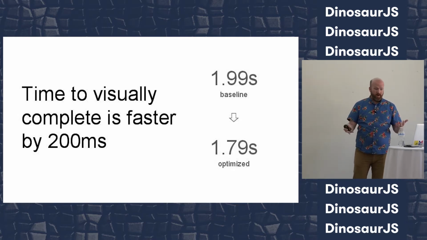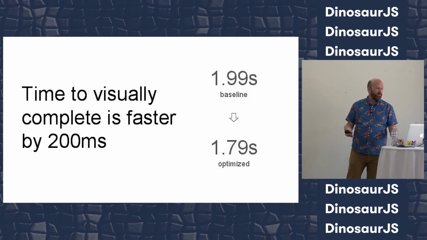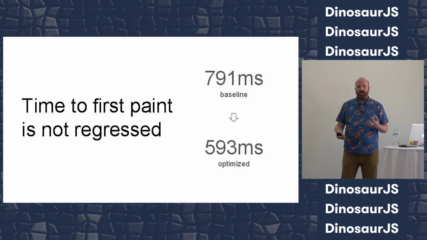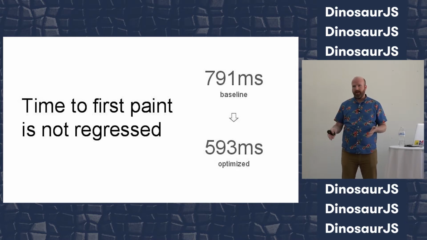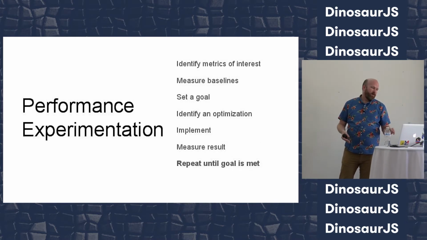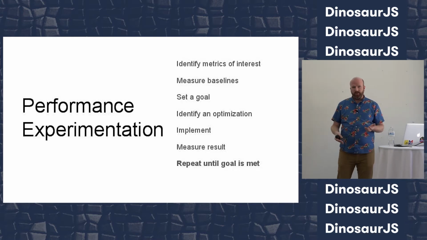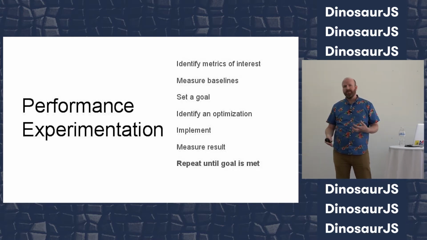So that's awesome, great, we hit the first part, but the next part of what we wanted to do is we wanted to have time to first paint not be regressed, right? We wanted to not hurt that, and what is great news is we didn't hurt it, and in fact, we made it faster, also by 200 milliseconds. So all around a success, ship it. Which brings us to the last part, which is iteration. So we've made things 200 milliseconds faster.